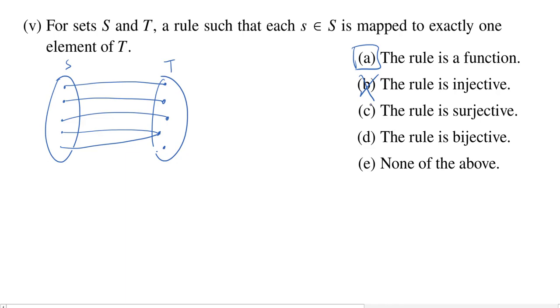Surjectivity, we have the same problem. We might have a dot which is left out. We just don't have enough information, so we don't know that the rule is surjective. Of course, we can't then conclude that the rule is bijective. And we already know that it is a function, so none of the above doesn't work. All right, number 6, I believe, is our last one.